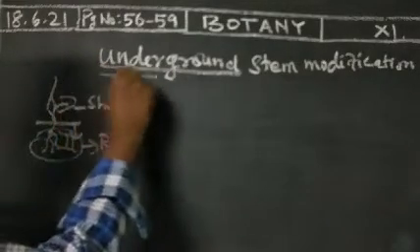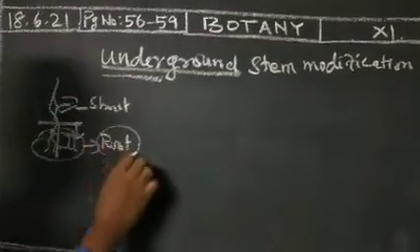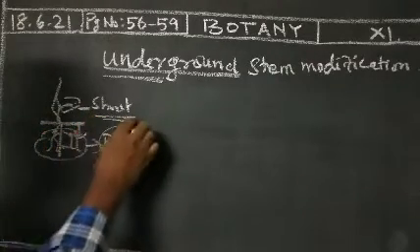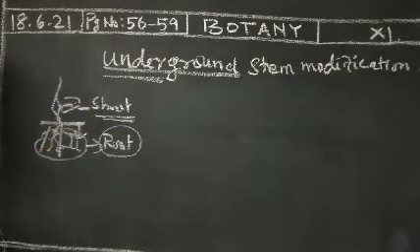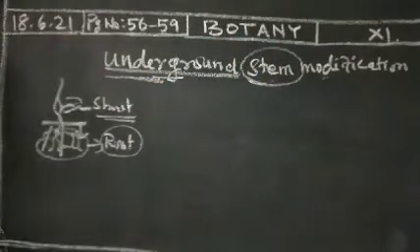What do you mean by underground? Below the soil level, some stems are modified, and they have a storage function. Some shoots mostly present at the soil level undergo modification, and that is called underground stem modification.